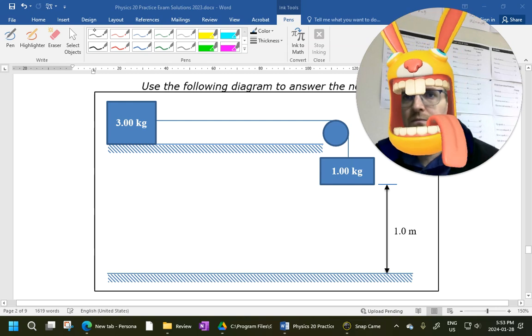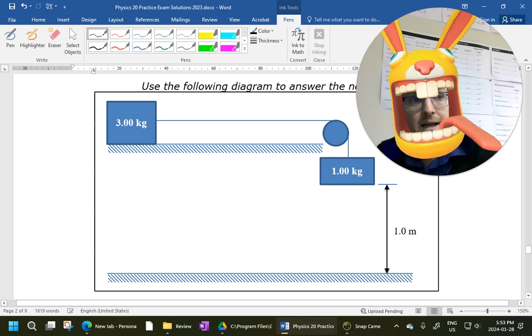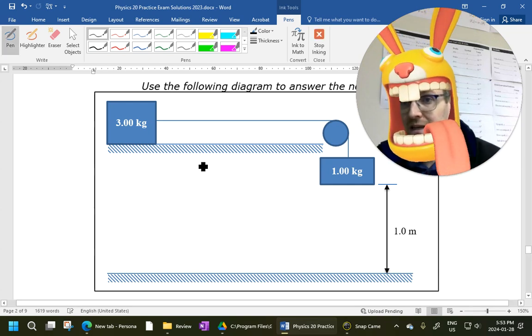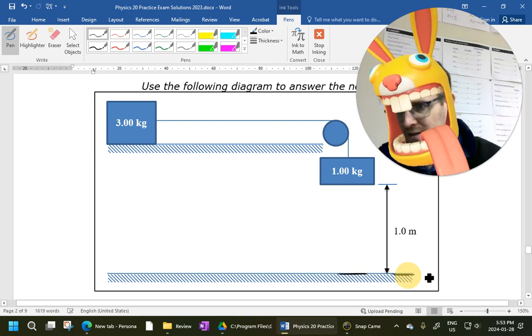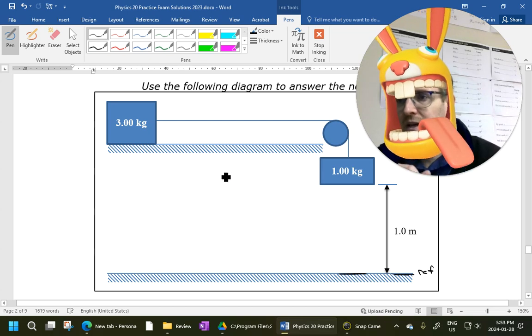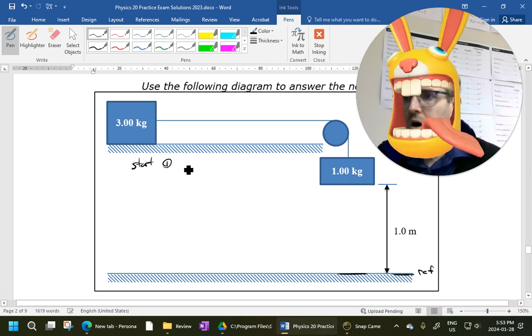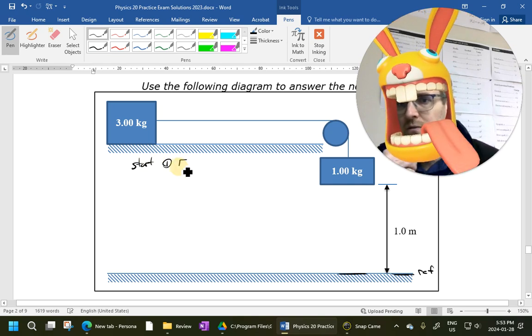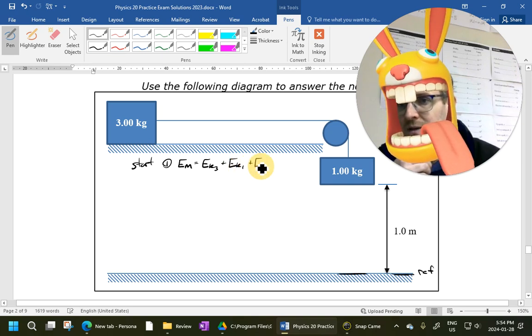Okay, so to do this, we've got to figure out what the energies of everything are going to be at any given point here, right? So at the very beginning here, it's at rest, right? So let's measure everything with reference to the ground. So this is going to be my reference down here. Right, so my height is 1 meter. So to start off with, this is the start. Everything's at rest, so EK is going to be 0. So my EM, my EKs, I'm going to have EK for the 3 kilogram guy. I'm going to have the EK for the 1 kilogram one. And I'm going to have the EP for the 1 kilogram one.